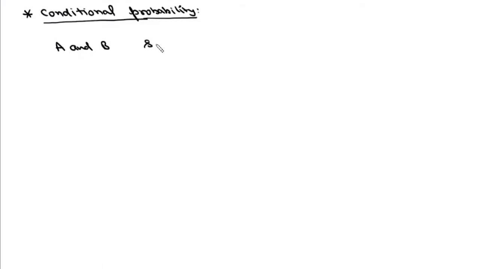Now we'll come to conditional probability. Now, as the name suggests, this is probability of an event subject to some condition. So suppose we have two events, A and B, in sample space S, such that probability of A is unequal to 0, then we define conditional probability B by A. So this is a notation to write conditional probability.